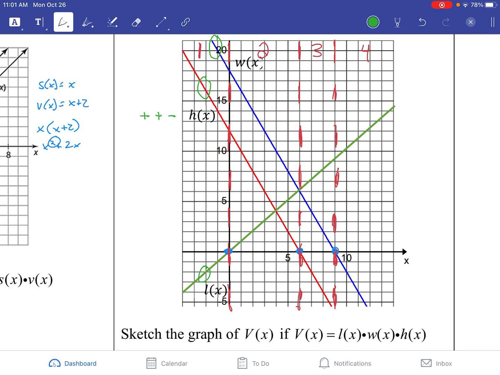So what is a positive times a negative going to give you? Let's rewrite it someplace a little bit easier. Positive times a negative is going to equal a negative number. So our first line is going to be down here at negative. All right.